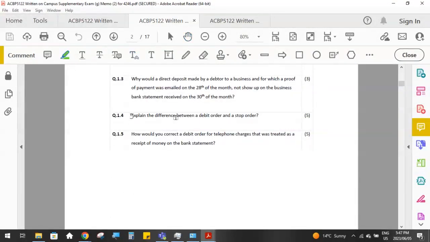Explain the difference between a debit order and a stop order. All of this is in your textbook, so again for 5 marks. And how would you correct a debit order for telephone charges? So a debit order is supposed to come off your bank statement, but on your bank statement it was treated as a receipt of money. So the bank made an error. They put it in the credit column instead of the debit column. So how would you correct this error?